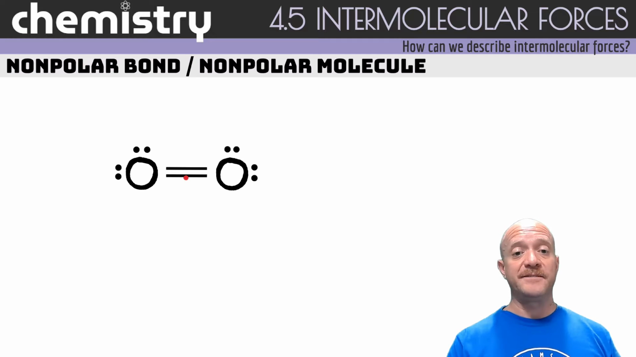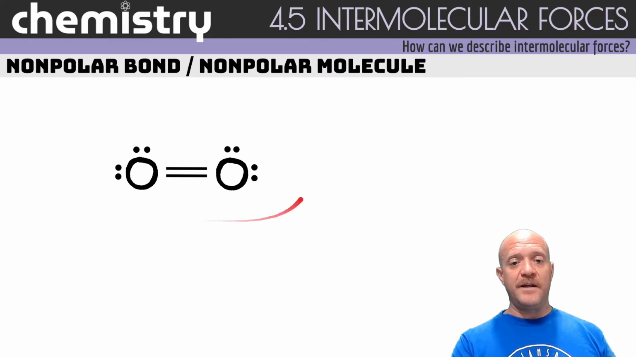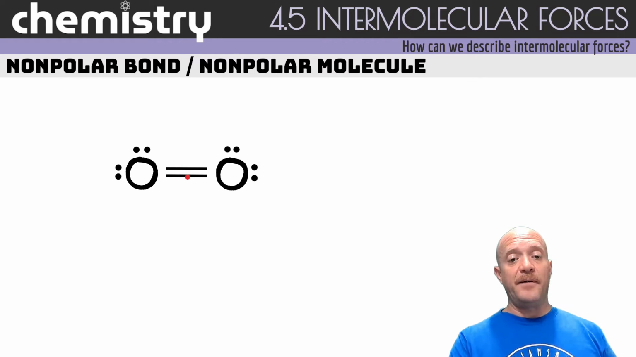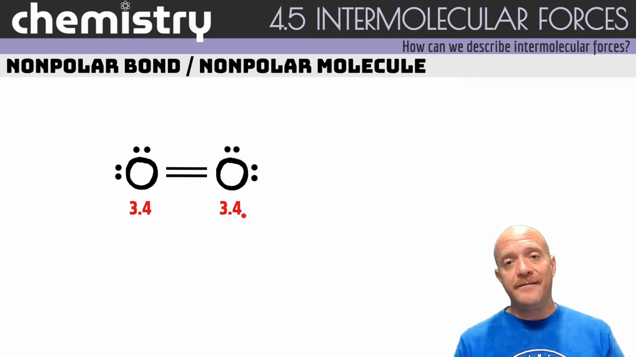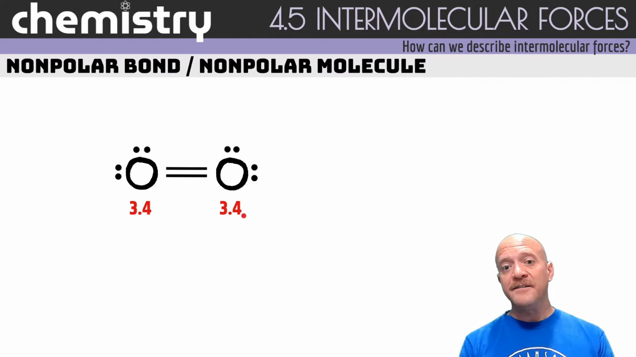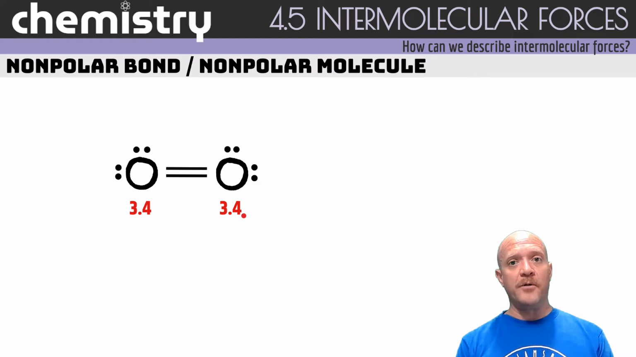Here's some examples. This is an example of a nonpolar bond resulting in a nonpolar molecule. We have oxygen. This is what oxygen looks like. Remember, it's diatomic and it has a double bond between the two oxygens. Each one is 3.4, so each one is pulling. In other words, there's no net pull, so neither one is basically hogging the electrons. That is resulting in a nonpolar bond and a nonpolar molecule.